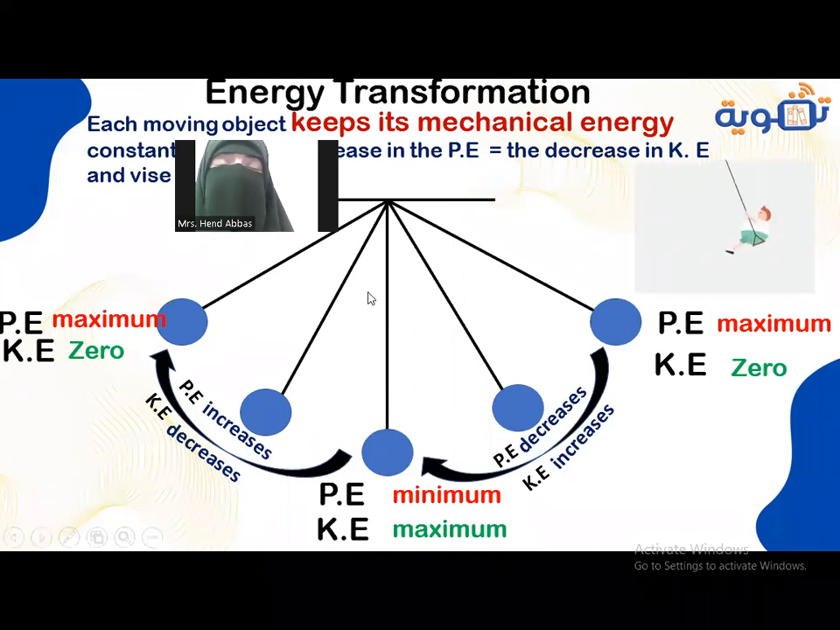Let's go to the next energy transformation. By the way, the movement of the pendulum looks like the movement of the swing. It's potential to kinetic, kinetic to potential, potential to kinetic, kinetic to potential. There's an exchange between the potential energy and the kinetic energy. As the potential energy increases, kinetic decreases. If potential increases by 100 joules, the kinetic energy decreases by 100 joules, and so on. The increase here equals the decrease here.